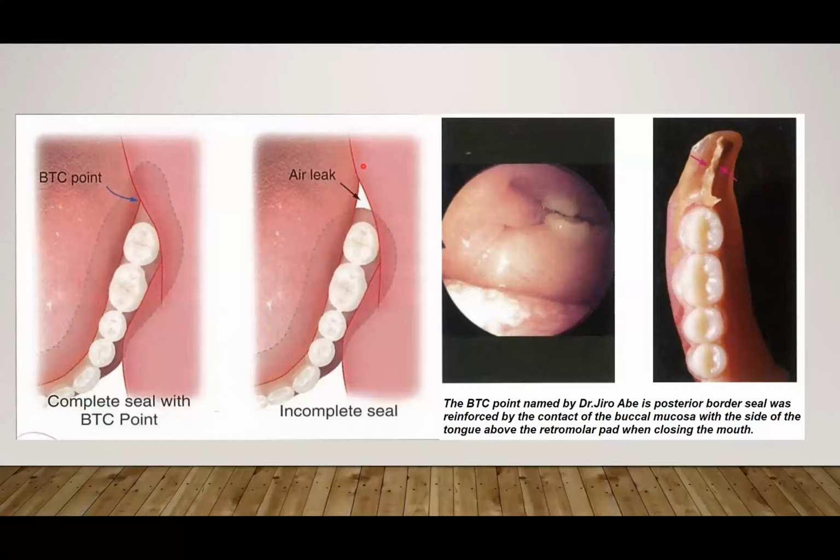We ask the patient to do the tongue movements and all sorts of things, but we fail to ask the patient to keep his or her mouth closed while recording that region. So it is ideal to record that region with the patient's mouth closed, which will record this BTC point properly and which will help us to achieve the proper peripheral seal.